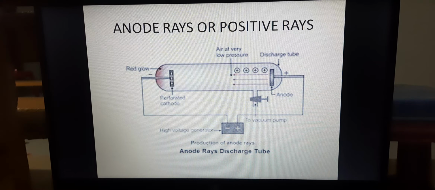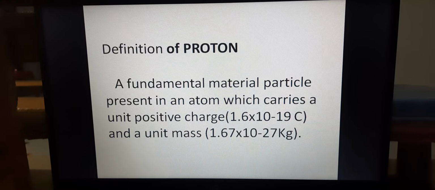So he gave the name anode ray or positive ray. It was just like the same experiment that J.J. Thomson performed with the CRT, or cathode ray tube. He performed the same experiment and saw some positive rays coming from the positive plate. He used the same vacuum, gave high voltage, and made the tube vacuum, and he named them positive rays or anode rays.